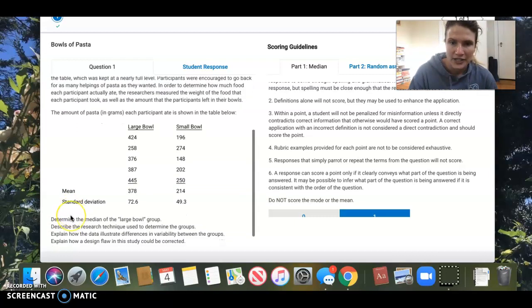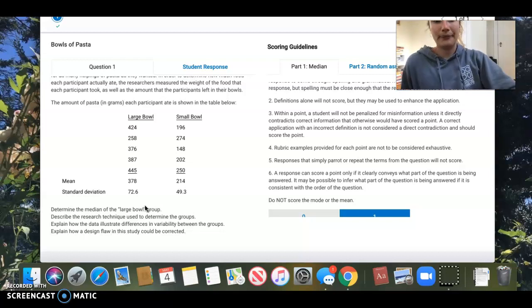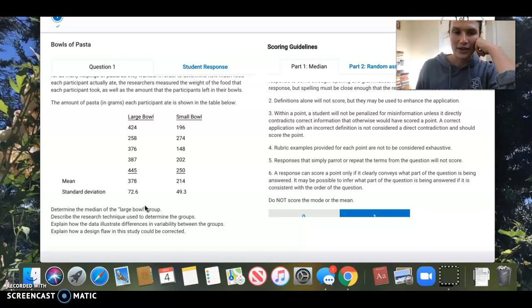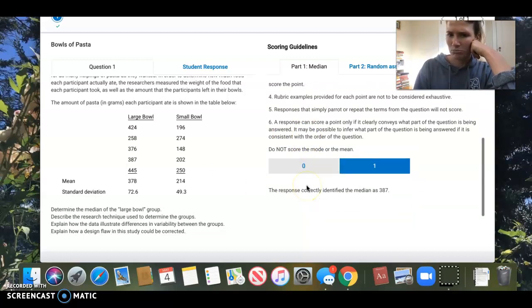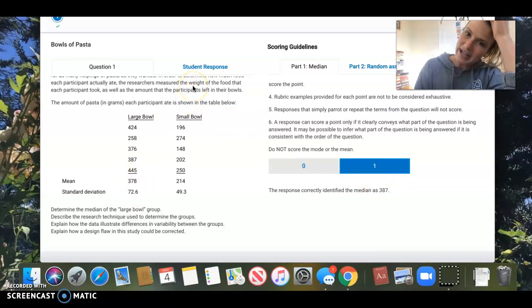Okay, so the first thing you're asked to do is to determine the median of the large bowl group. We went over this in the video at the end of last week, but basically you would list the data from the smallest number to the greatest number, and then you would find the middle number. I think almost everyone got this point by identifying the median as 387. The one common mistake I saw was a few people calculated the mean, or the average, instead of the median.